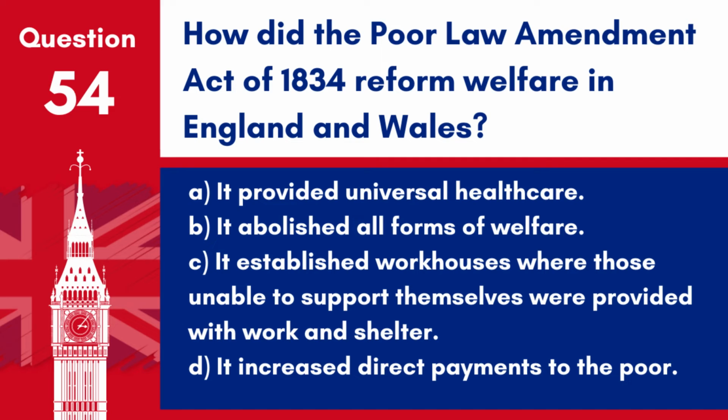Question 54. How did the Poor Law Amendment Act of 1834 reform welfare in England and Wales? A. It provided universal health care. B. It abolished all forms of welfare. C. It established workhouses where those unable to support themselves were provided with work and shelter. D. It increased direct payments to the poor.